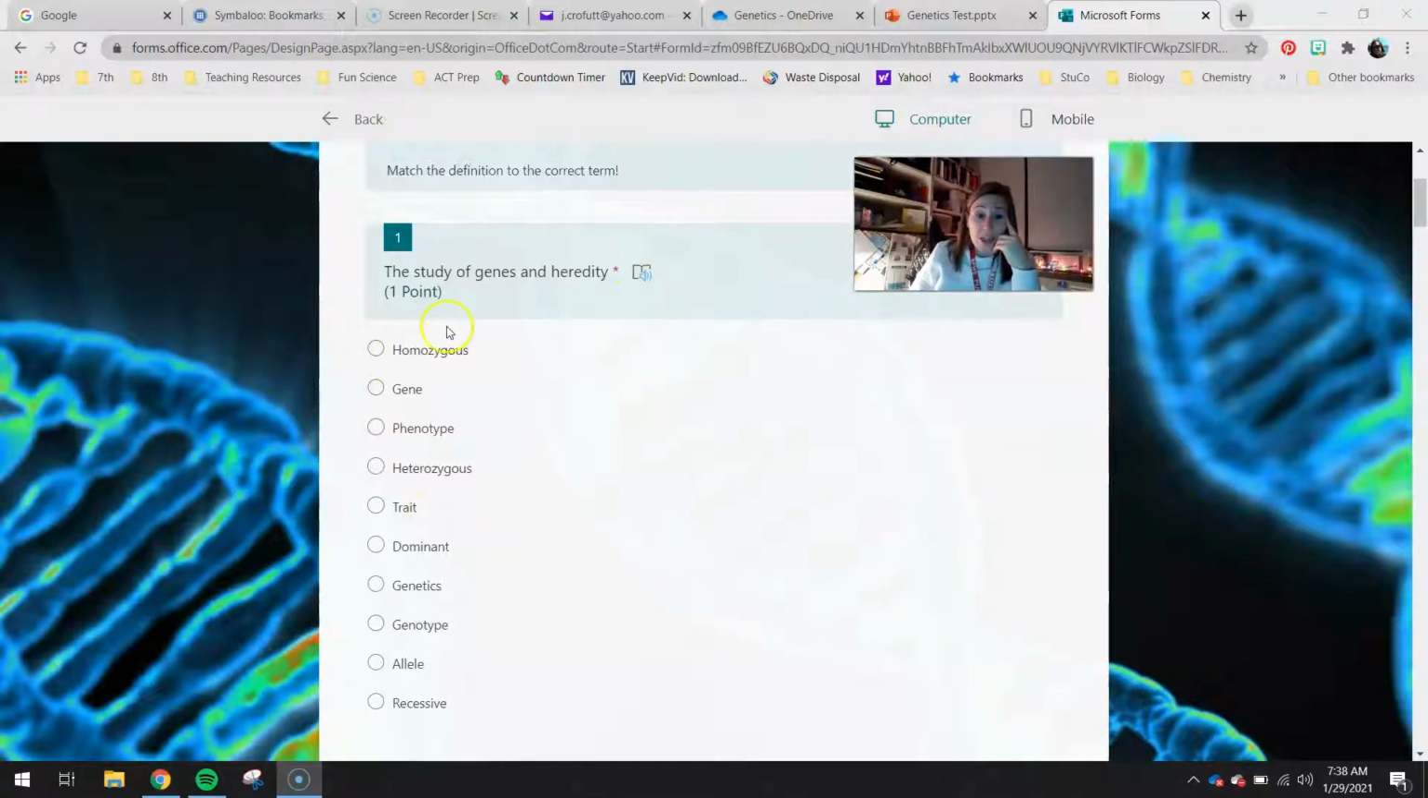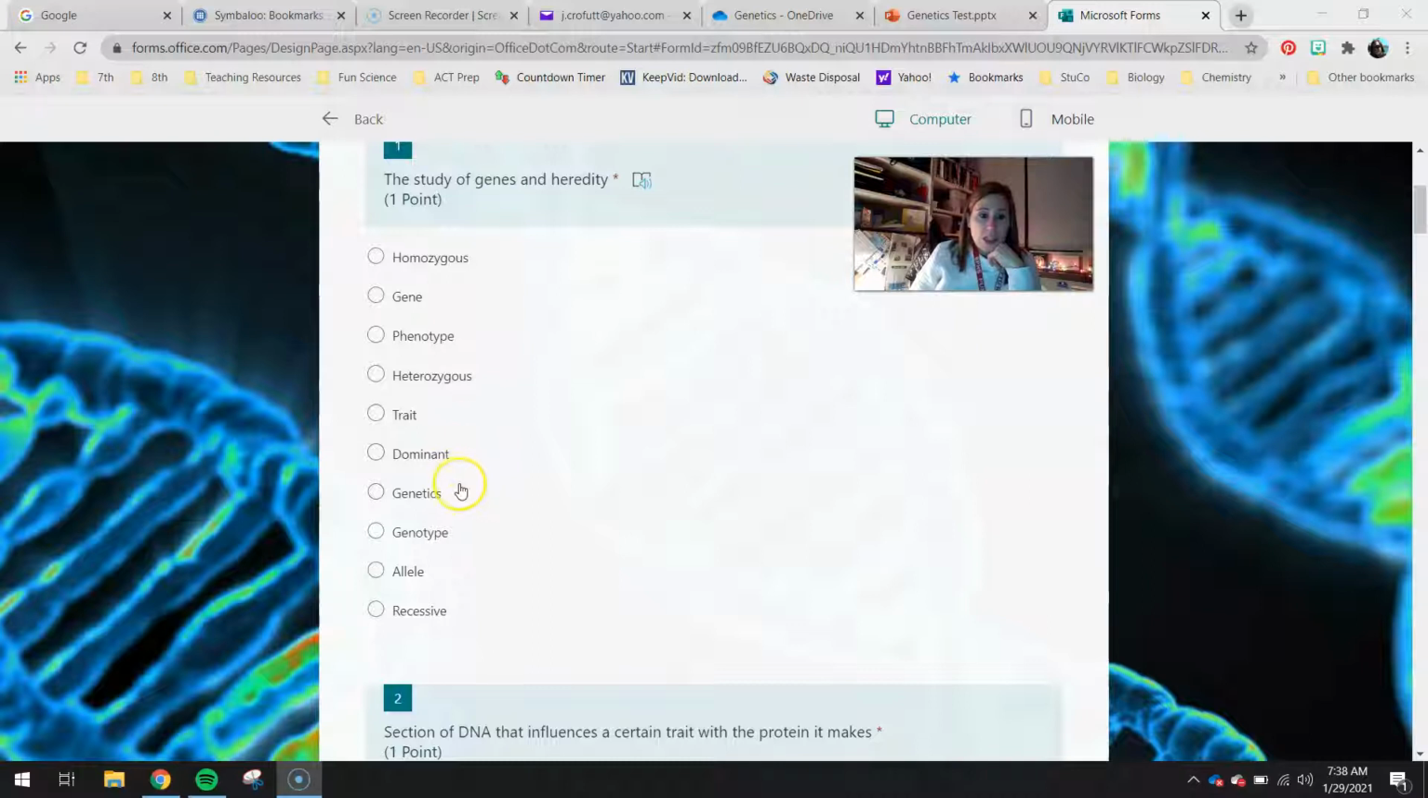Okay, study of genes and heredity. You will have a big long list of vocab. Once you have used a word, you will not use it again. So kind of mentally cross it off in your brain, or you can write down a little word bank and cross off as you go. So your options are homozygous, remember what homo means. Gene. Phenotype, remember how we remember the pH in phenotype. Heterozygous, remember what hetero means, it's the opposite of homo. Trait, dominant, genetics, genotype, think of what you hear when you hear genotype.